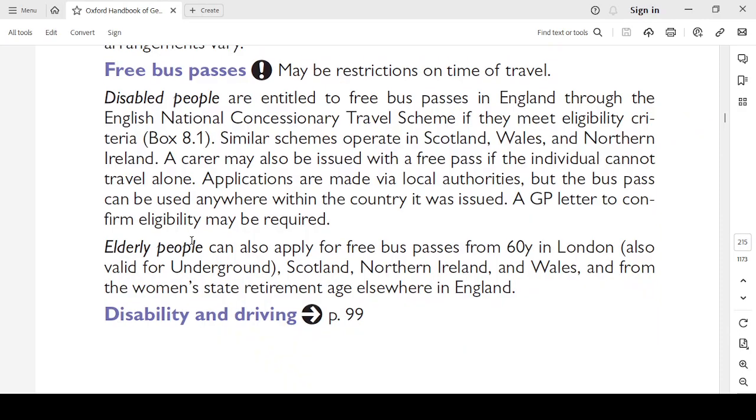Elderly people can also apply for free bus passes from 60 years in London, also valid for underground, and in Scotland, Northern Ireland, Wales, and from women's state retirement age elsewhere in England. So there are these free bus passes and concessions for disability. Disability and driving.